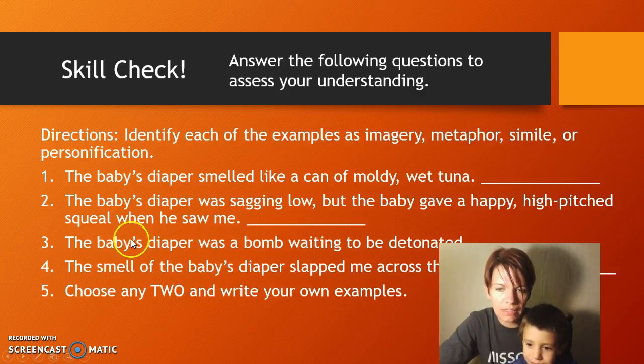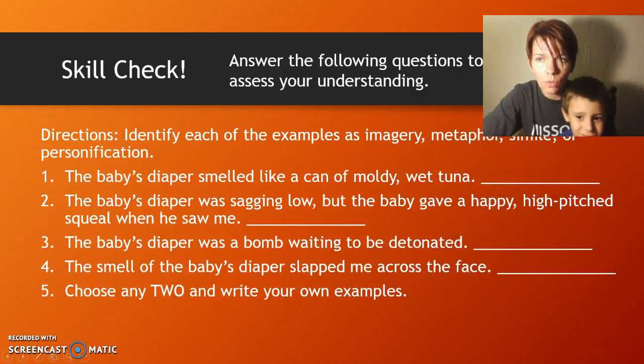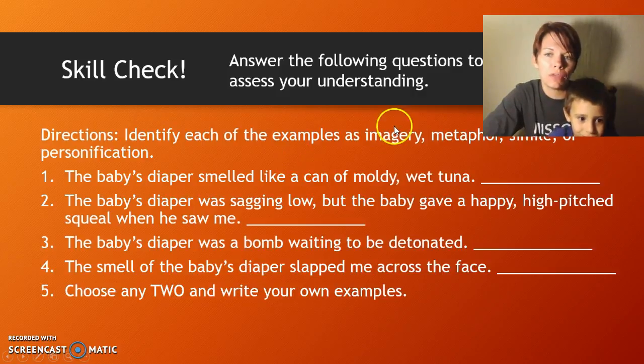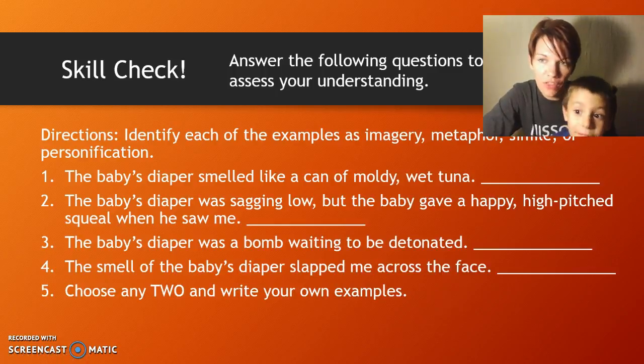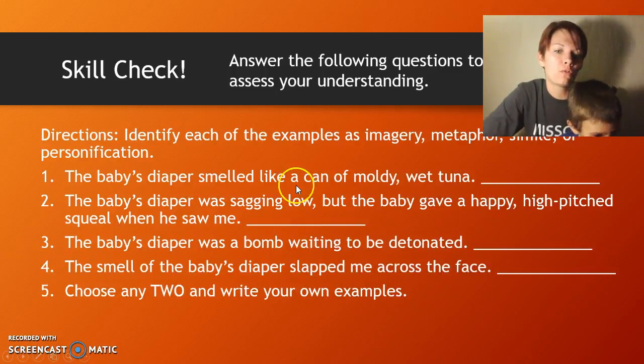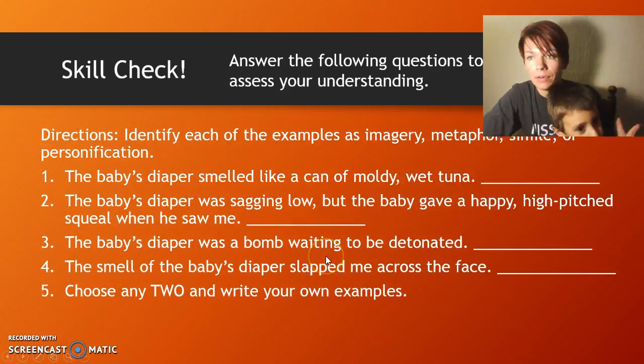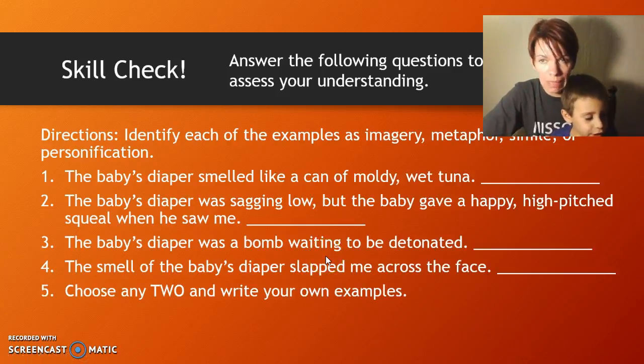And this right here is a skill check. There are 4 questions. 5. Well, I know, good counting, but look at this. There's 4 questions where you have to tell me if it's imagery, metaphor, simile, or personification. And then the last one down here, you're going to write some of your own examples of any of the ones that we've covered so far. And what's really cool about this is that the first 4 are all about diapers. All about baby brother's stinky diapers. So, thought that'd be fun.